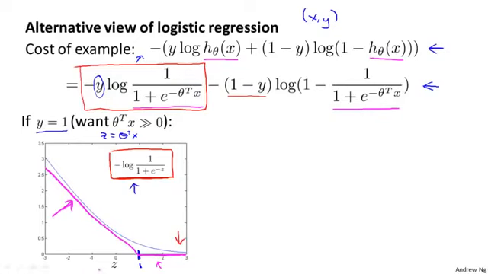And you can imagine it should do something pretty similar to logistic regression. But it turns out that this will give the support vector machine computational advantages and give us, later on, an easier optimization problem.